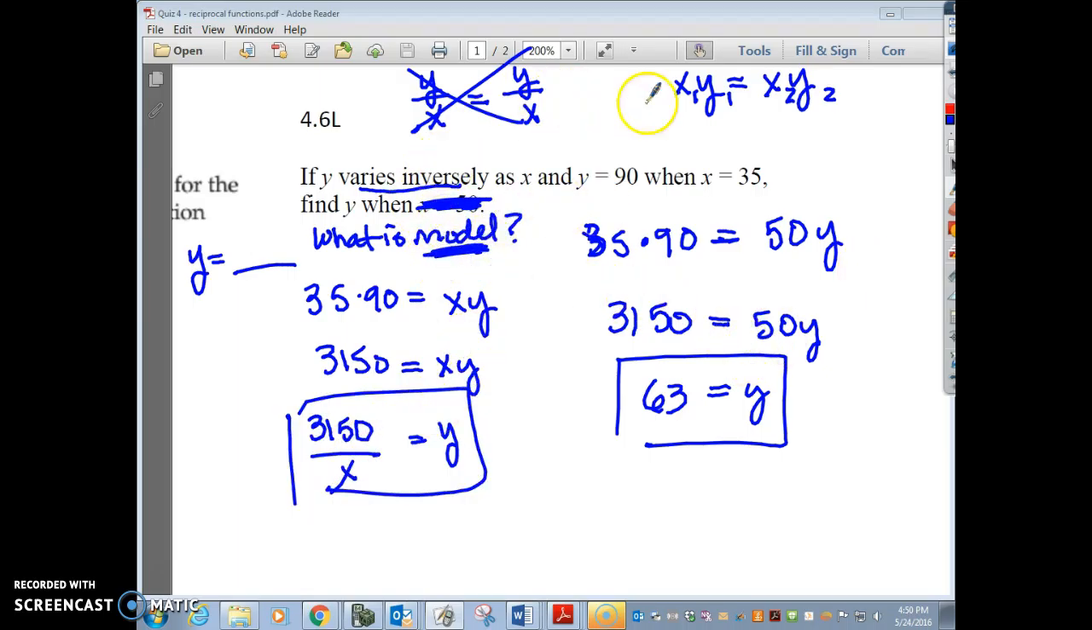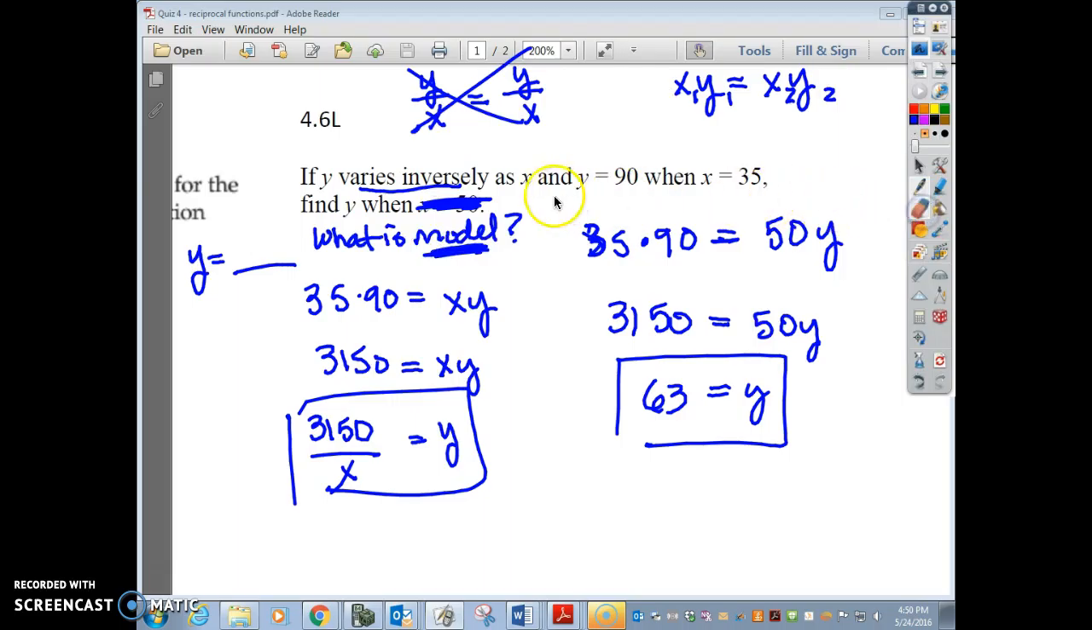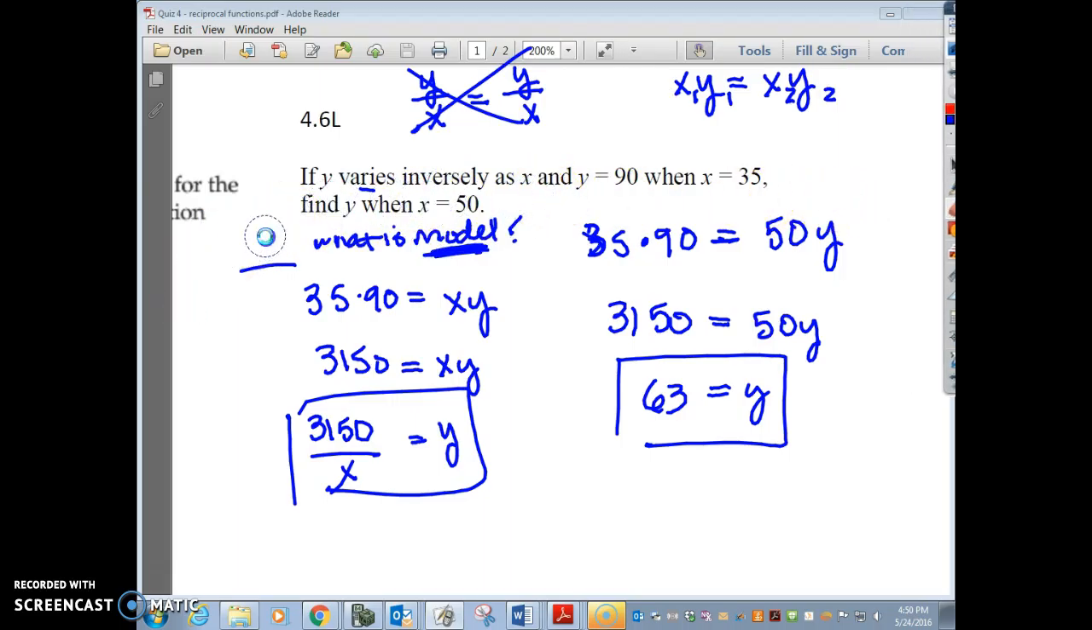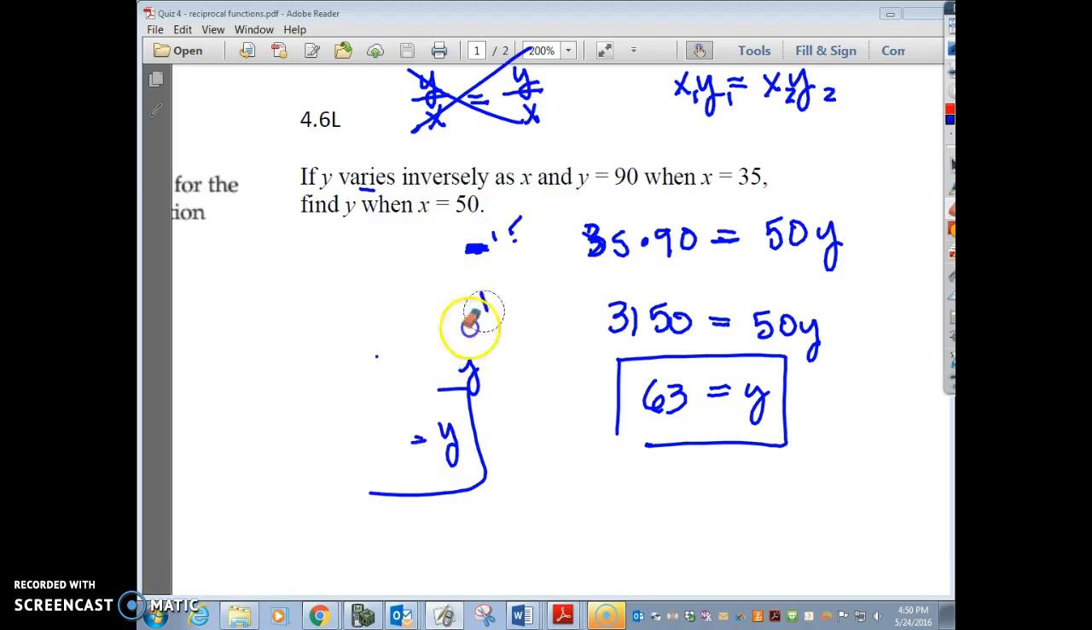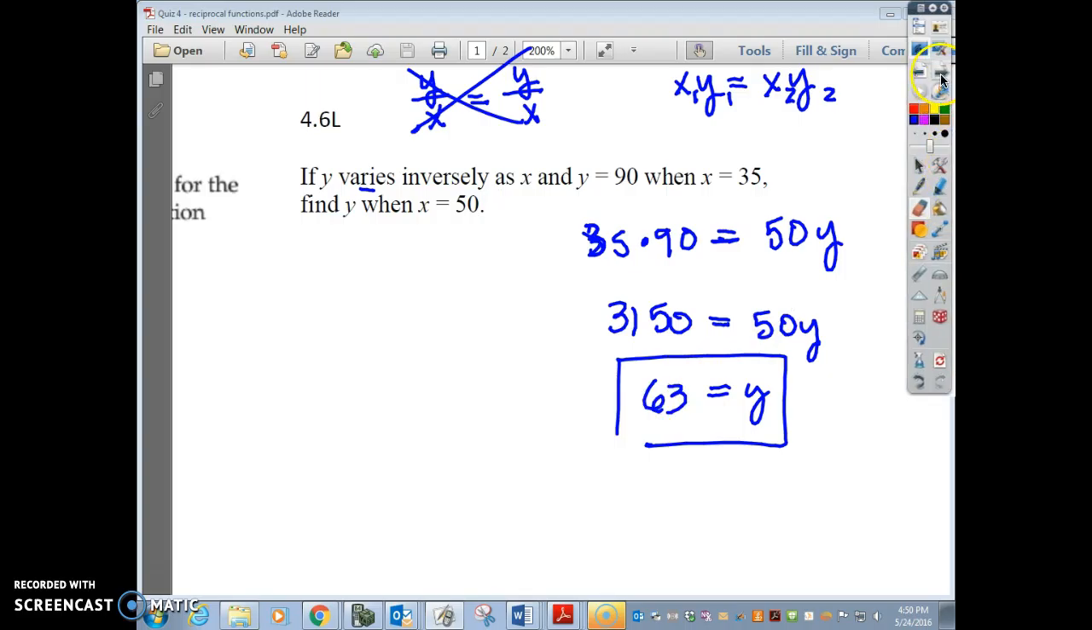So in the original problem, it did ask you to find out what happens if x is 50. So pretty much the model would be used. I could plug in 50 here, or whatever the x is. In this case, 63 would be your output. Okay, so that is the end of that.